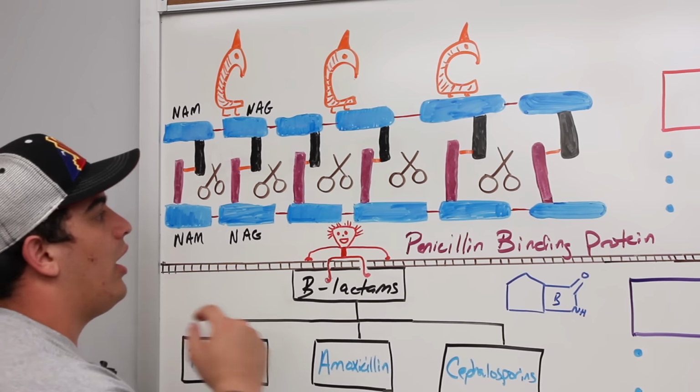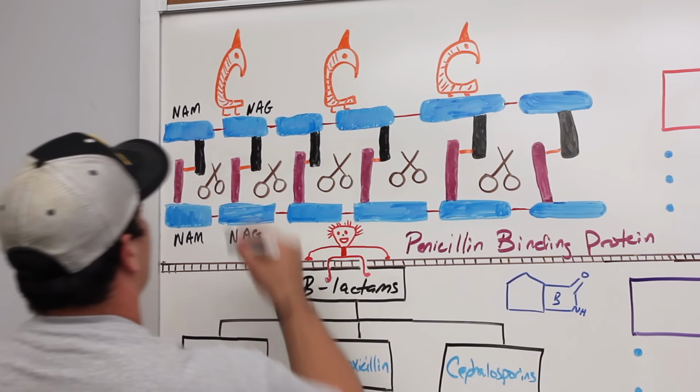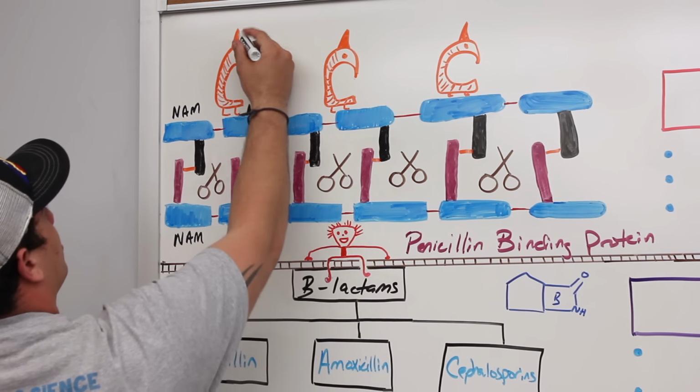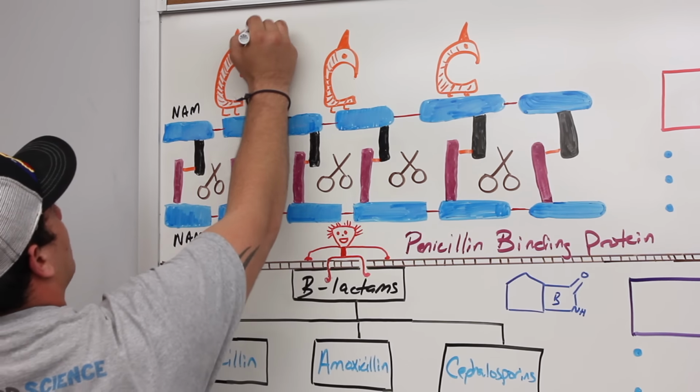Next, if you look here, these brown scissors are little autolytic enzymes, and we're going to talk about them. And then these little C-like orange enzymes there are called beta-lactamases. So this orange structure up here is called beta-lactamase.